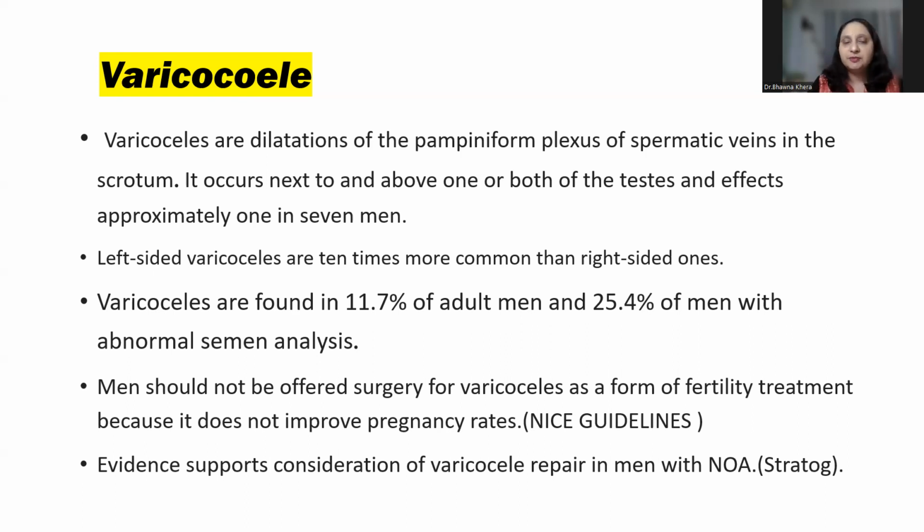No need to go into this much detail, but it is important to understand that left-sided varicoceles are more common, because here the testicular vein directly goes into the renal vein at a 90-degree angle. Because of that pressure effect, left-sided varicoceles are more common. They are found in 11.7% of adult men. But among men who have abnormal semen analysis, the incidence increases to 25.4%.